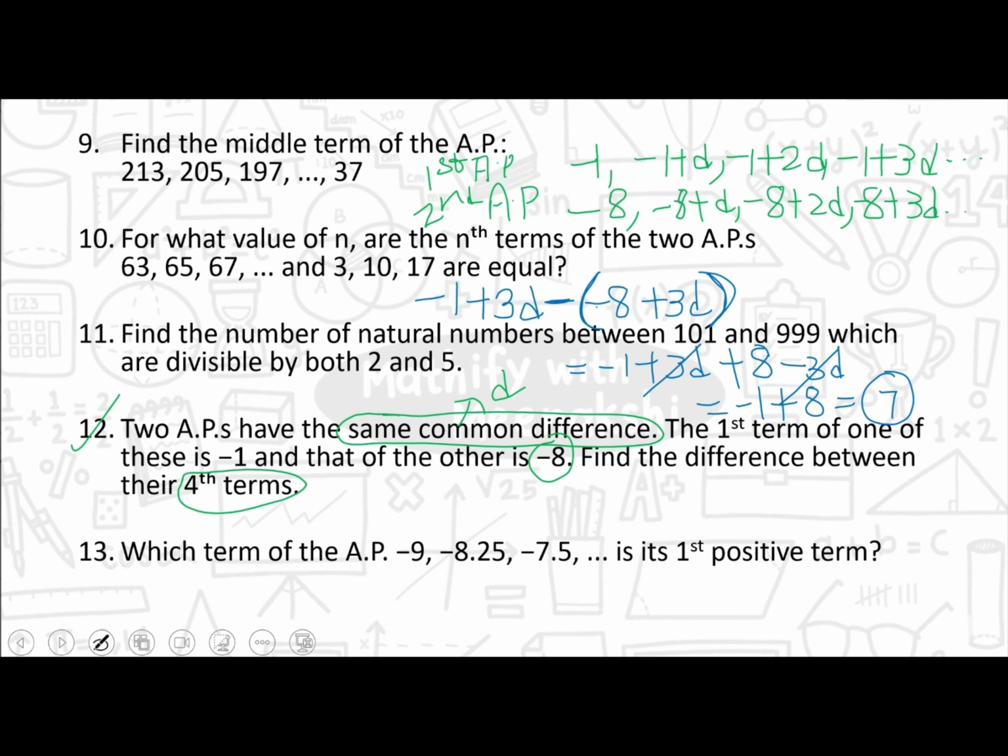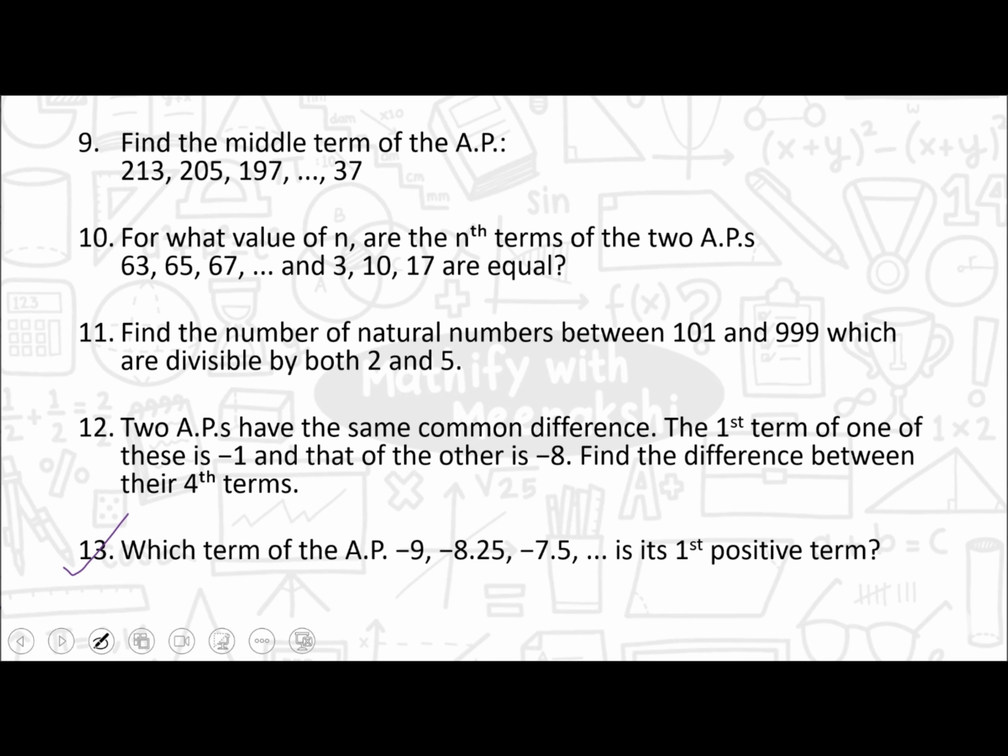Let's move to the 13th question. In the 13th question, you have to find the first positive term for the given AP. That means you have to find at which value of n, an is greater than 0. So let's start. a plus n minus 1 into d is greater than 0. Now what is your a here? It's minus 9 plus n minus 1 into d.